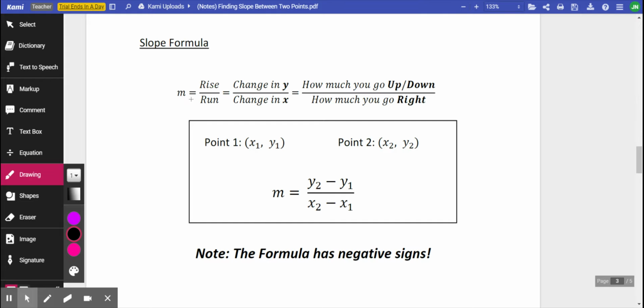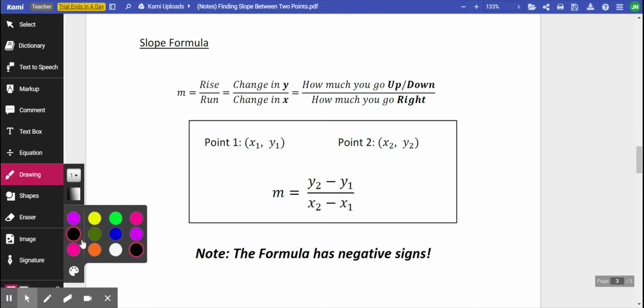So the slope formula is as follows. Slope is equal to the rise over the run, which is equal to the change in y over the change in x, which is equal to how much you go up or down over how much you go over to the right, what I previously explained. So same thing here. They give you 2 points. The first two numbers are the coordinate of the first point. The second 2 numbers are the coordinate of the second point, and you plug them into the formula as follows. So we do y2 minus y1 over x2 minus x1, and that would give you the slope once you simplify.